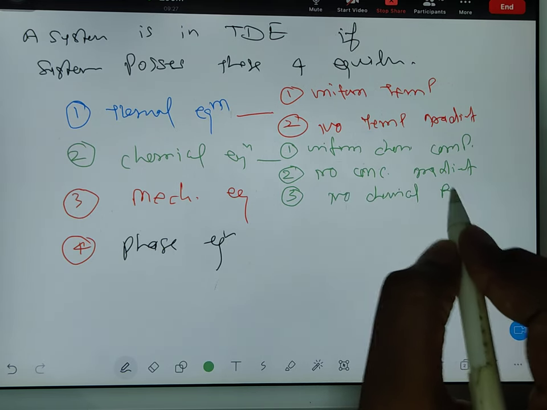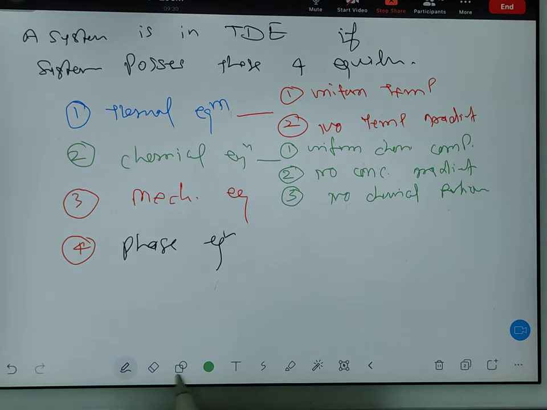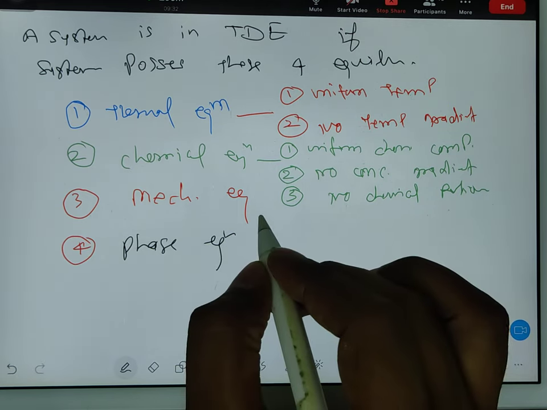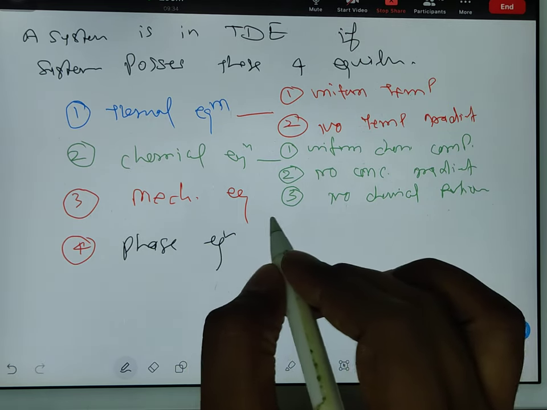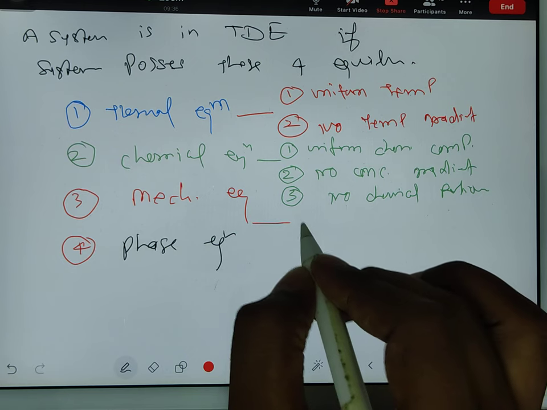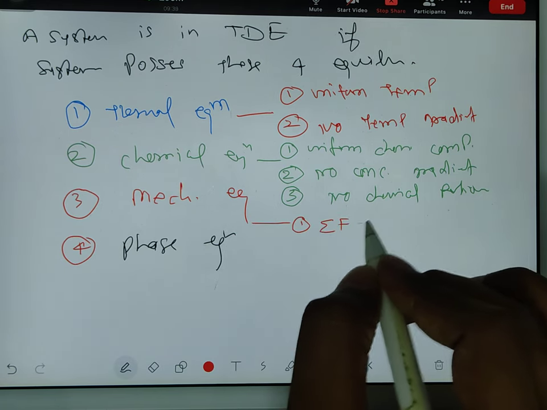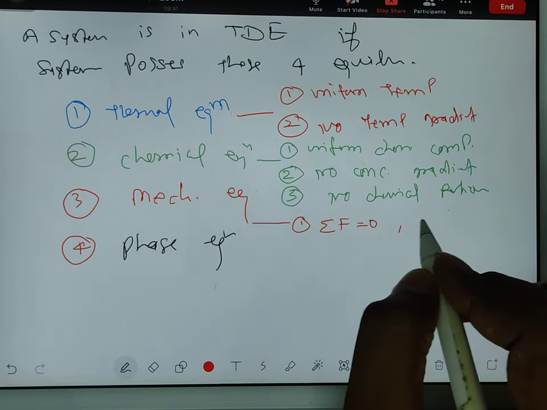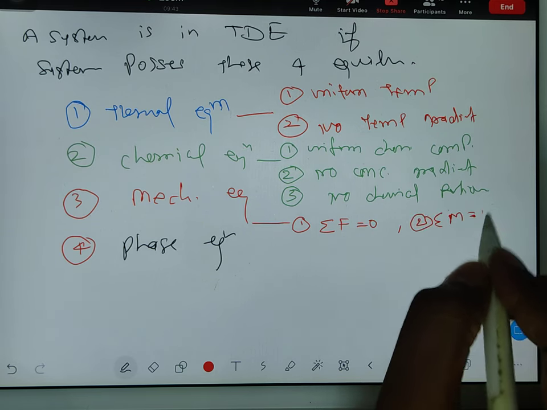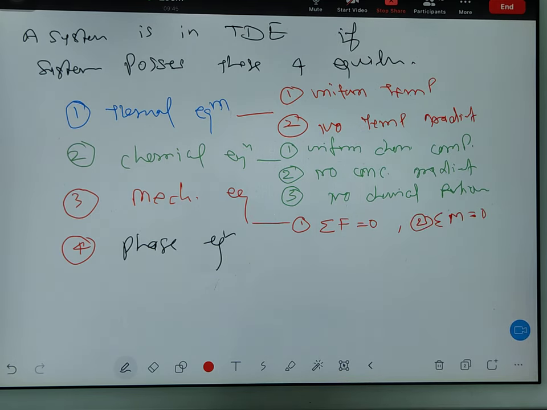No chemical reaction. Now, in case of mechanical equilibrium, your final force should be zero and your final moment should also be zero. Two conditions are there, right?